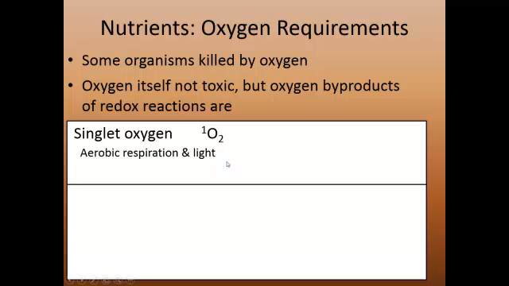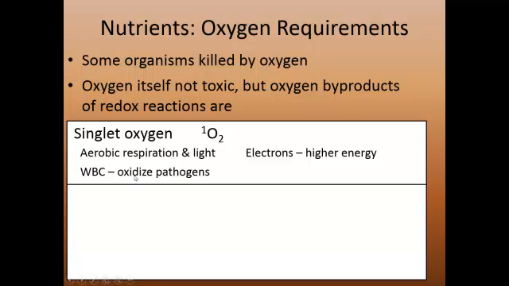And this happens during aerobic respiration and during exposure to light. So there's singlet oxygen in the atmosphere. And remember, the electrons are at a higher energy. They're ready to go to some other atom, or they can drop down, releasing the energy. In any case, singlet oxygen goes around reacting with macromolecules that it shouldn't. Some cells make use of this.